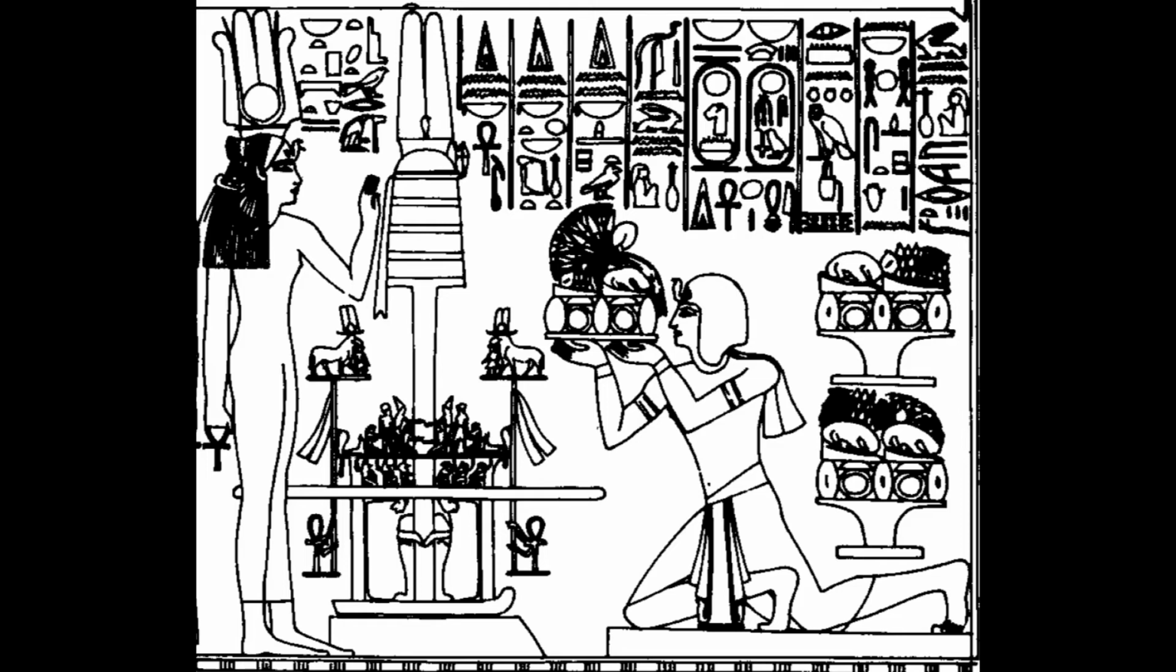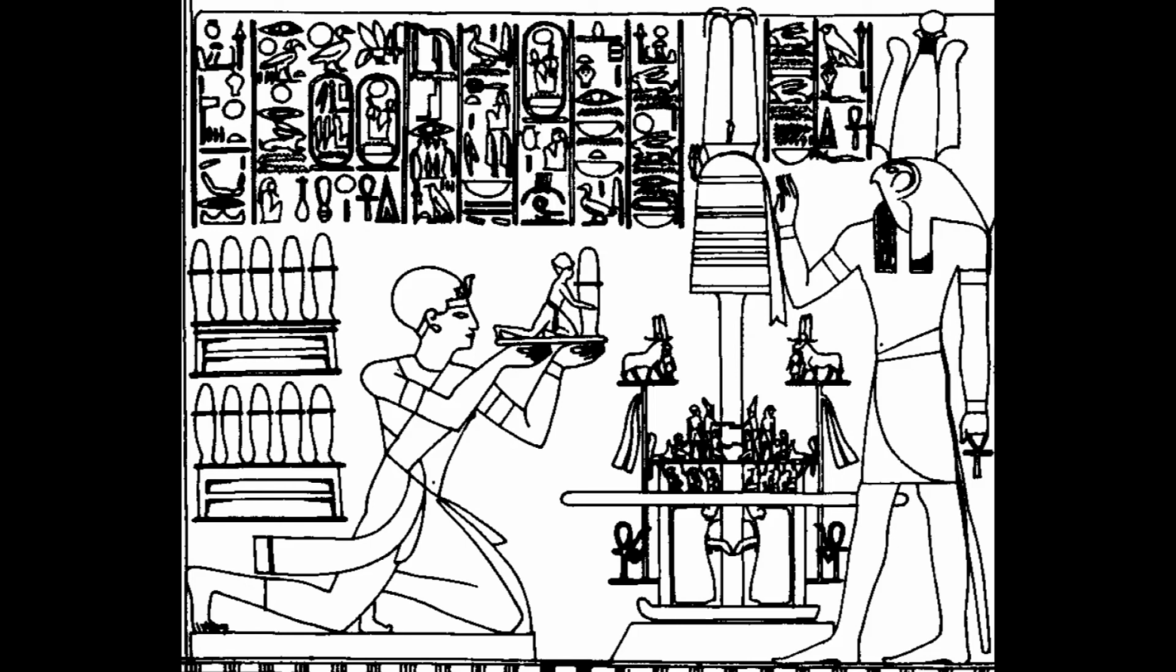On the left side, we see something that is nearly identical in pose. We see Seti, and he kneels and presents a small statue of himself offering a jar. He also presents this to the symbol of Osiris.